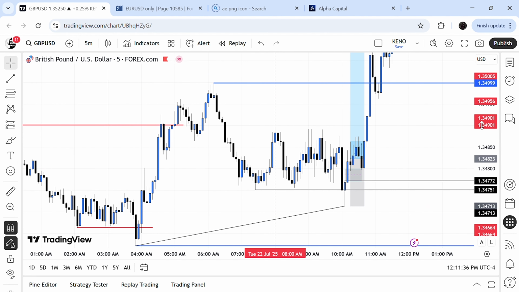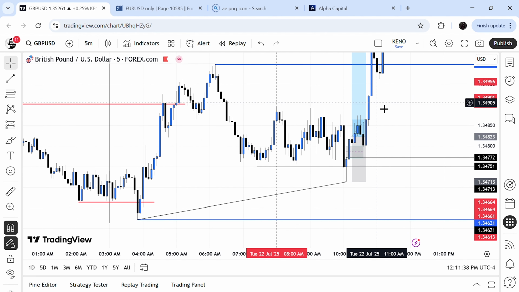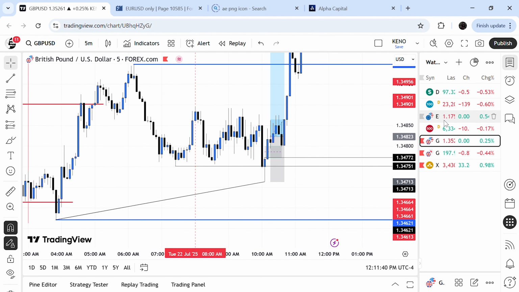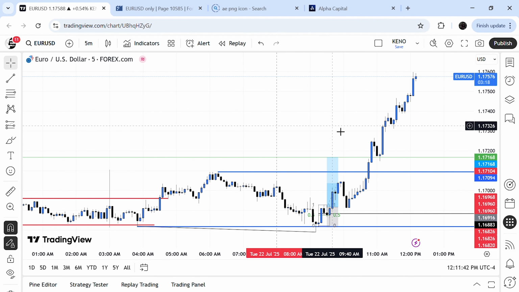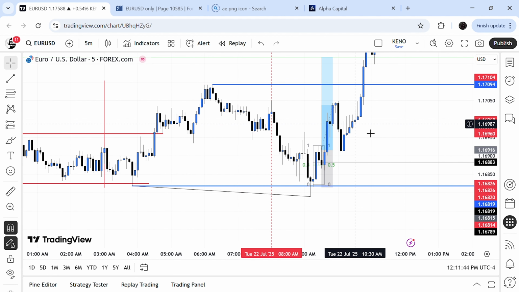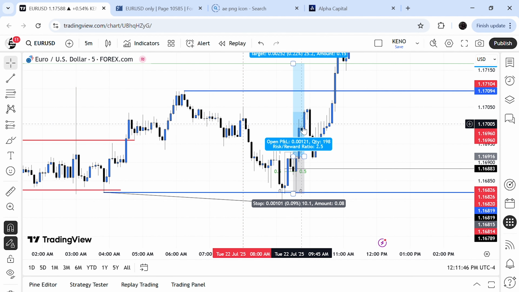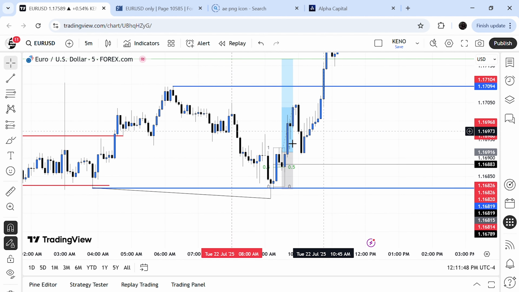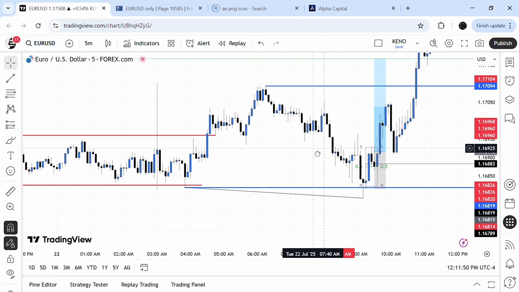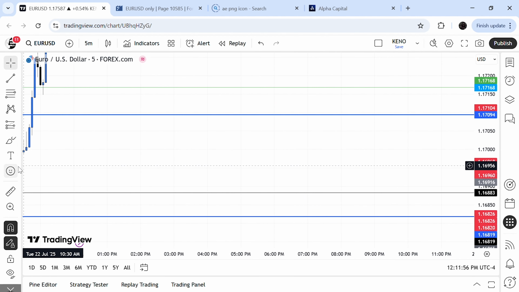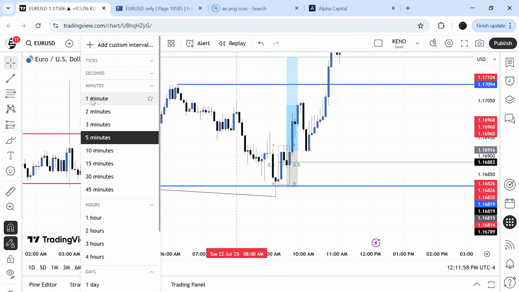And a similar thing happened on EU right here. I didn't trade this. I didn't trade EU. I just marked it up to make the chart look colorful, just to show that I'm learning.